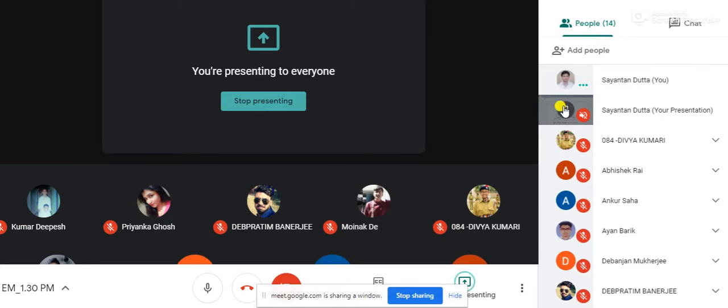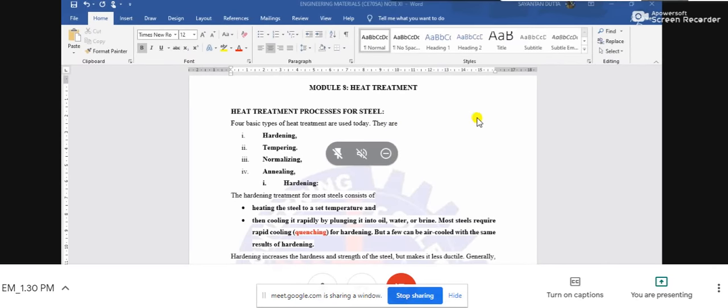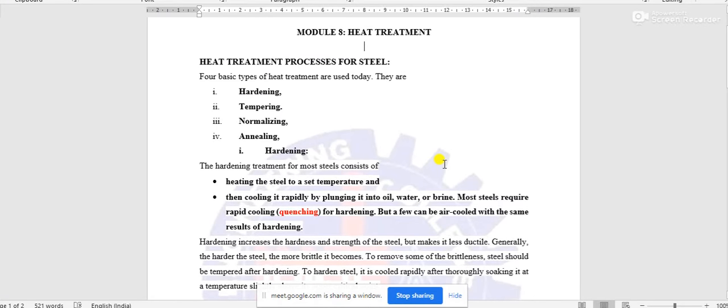Today we'll continue to discuss the module heat treatment. And in the previous class, we have discussed the heat treatment, the procedure of heat treatment, and the different stages of heat treatment.